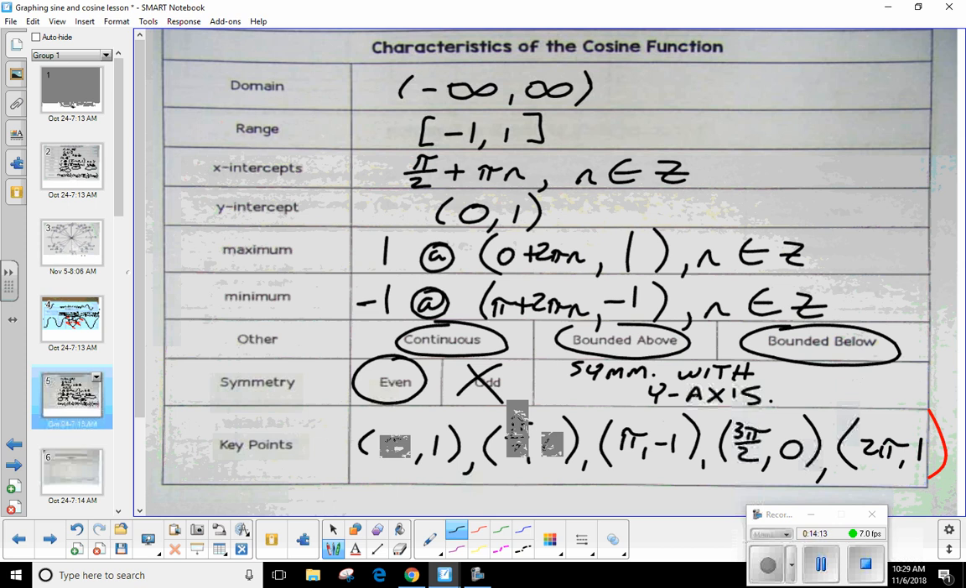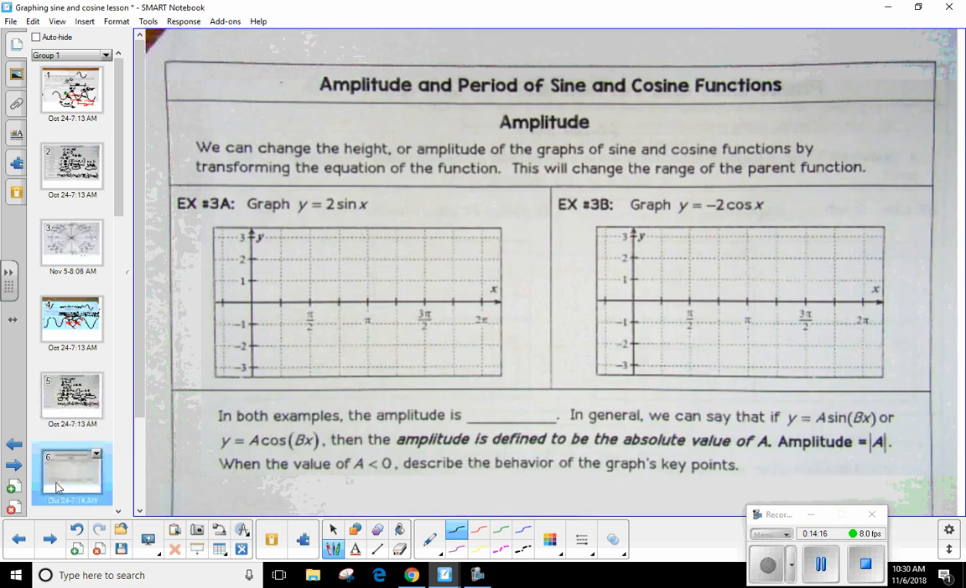All right, well, let's start some transformations, starting with amplitude. And you probably heard about this in your other classes. We can change the height or the amplitude of the graphs of sine and cosine functions by transforming the equation of the function. This is going to change the range of the parent. Okay, now when we're talking about transformations, we're referring to those transformations that you were originally shown in Algebra 2. So we're talking about shifts, both horizontally and vertically. We're talking about horizontal and vertical dilations, stretches and shrinks, and reflections. Okay, so we're going to be applying all of those to these trig functions.